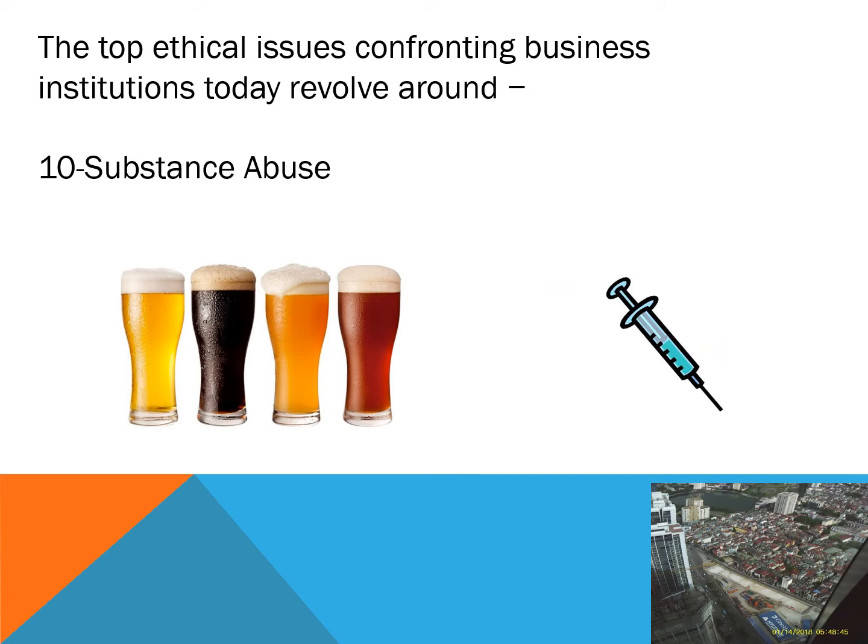Another top item is substance abuse. A number of you have written about the products that are unsafe and unhealthy that people sell. Some of them are illegal and legal injection drugs. Some are different types of beer and alcohol. These are real things, substance abuse.